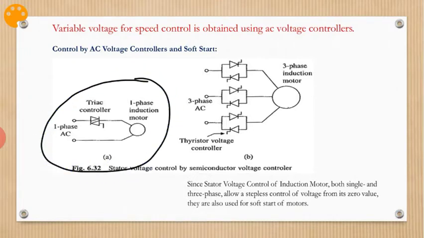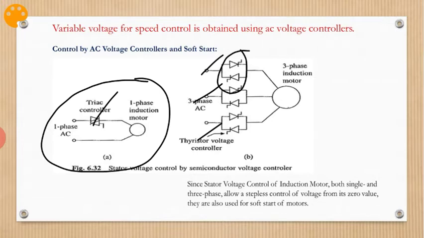The triac module is used for a three phase induction motor, because there are three phases, R, Y, B. Here two thyristors are connected in anti-parallel mode, which is nothing but a triac itself. If you are using these triac modules or anti-parallel connected thyristors and varying the firing angle of the thyristors, then we can vary the input voltage to the stator.